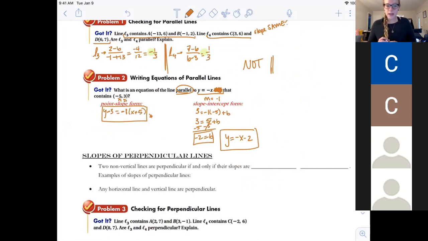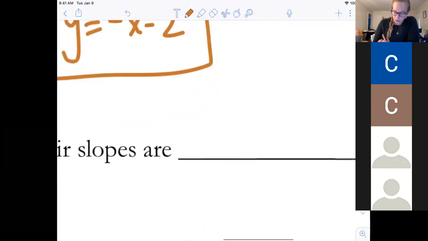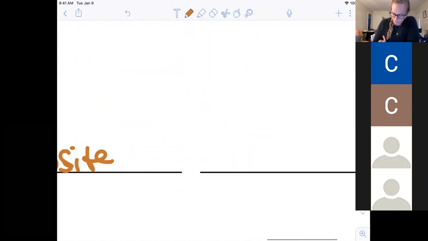All right, the next one says slopes of perpendicular lines. So let me talk for a minute and then I'm going to need some help. It says two non-vertical lines are perpendicular if and only if their slopes are opposite reciprocals.